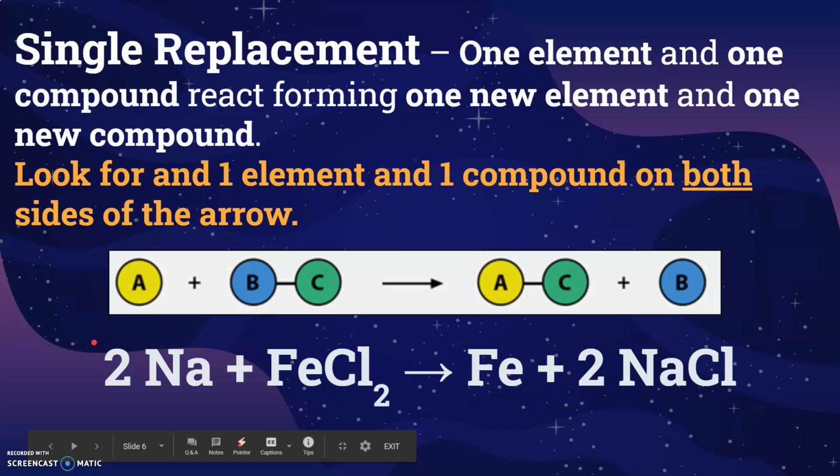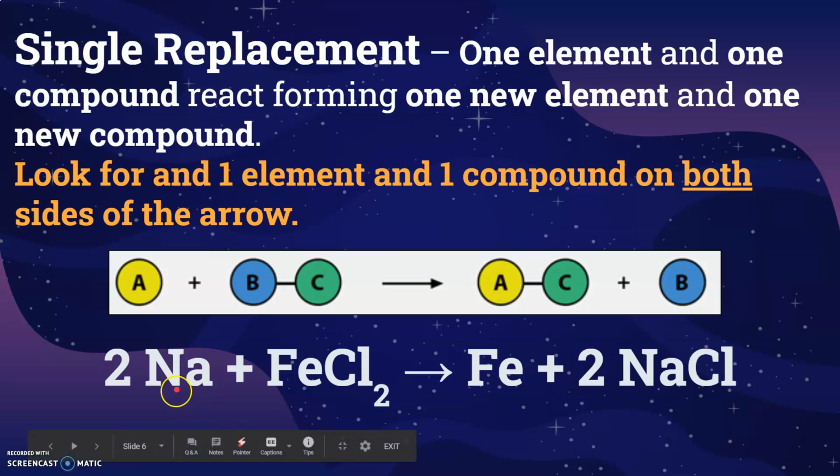Okay, single replacement. So look at this. If you look at the graphic, the A came over here and it booted the B out. So see, the A is now where the B was, and the B is by itself. So what happens here is you're looking for one element and one compound, and then on the right side, a new element and a new compound. So we're making some new stuff. So the orange here is the clue. Look for one element and one compound on both sides of the arrow.